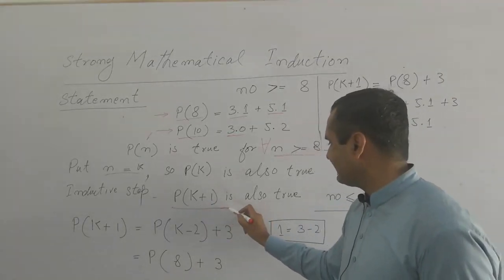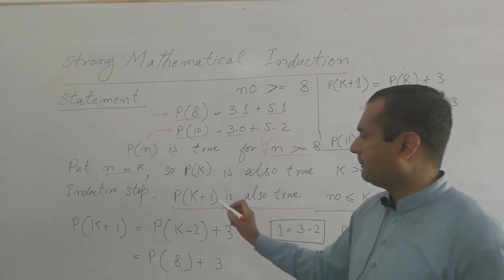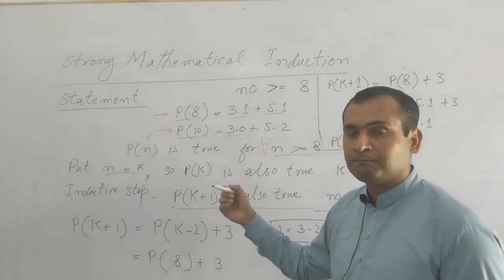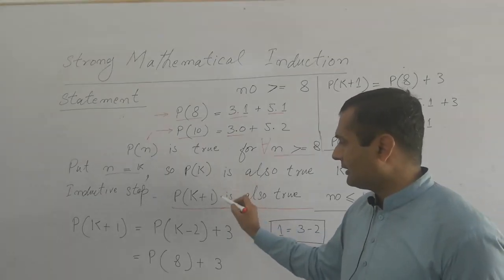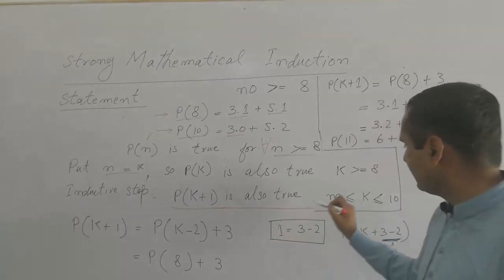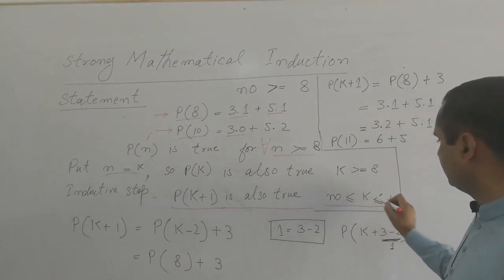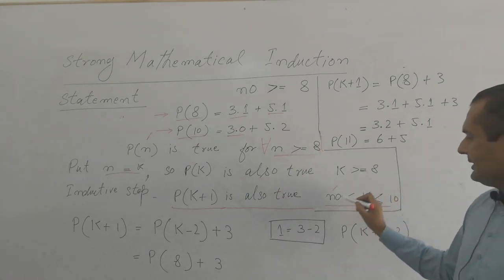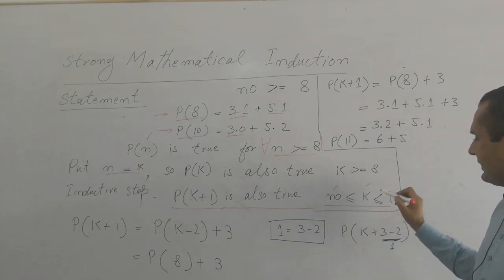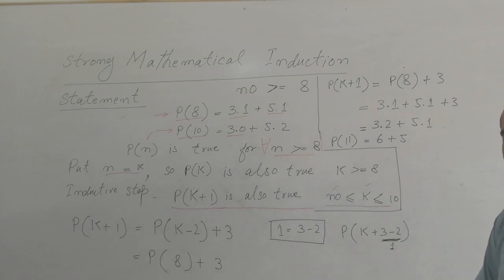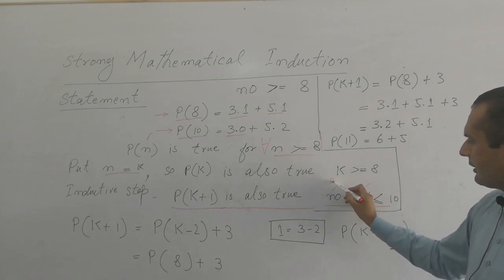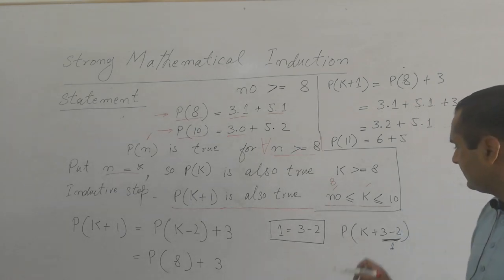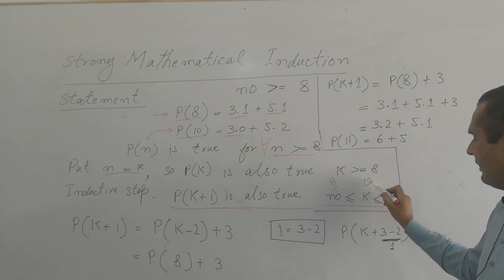So this is the inductive statement. It says that P of k plus 1, if k is any value like 9 or 10, then P of k plus 1, the next value, is also true, provided with this condition that n0 must be less than or equal to k, and k must be less than or equal to 10. So right now we are having n0 as 8 and k as 10.